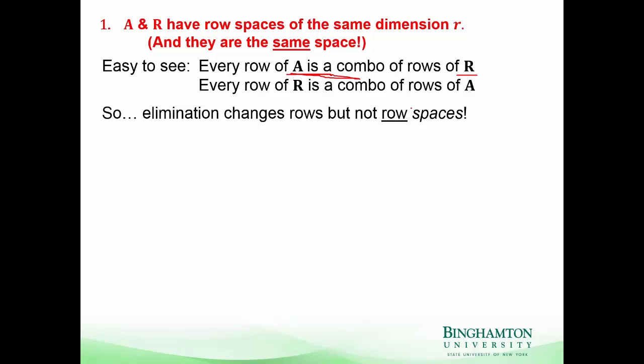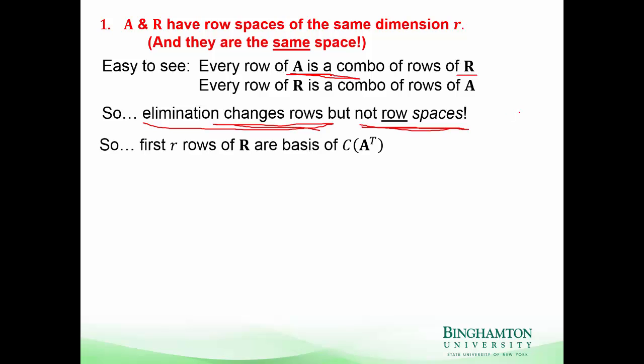So those row spaces aren't being changed because we're not really tilting the space or anything. It's the same combinations that form them. So in other words, row elimination changes the rows themselves, but not the spaces that the rows span. So the row spaces stay the same. The first R rows of R are the basis of our column space of A transpose. So again, it's easy. We use R as a tool to get to the understanding of the spaces of A.